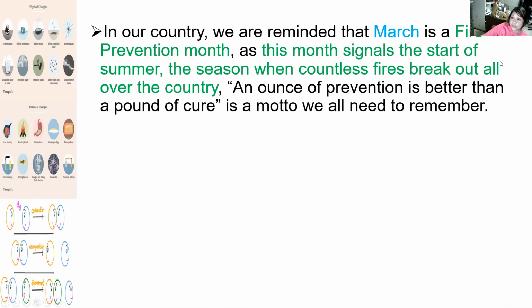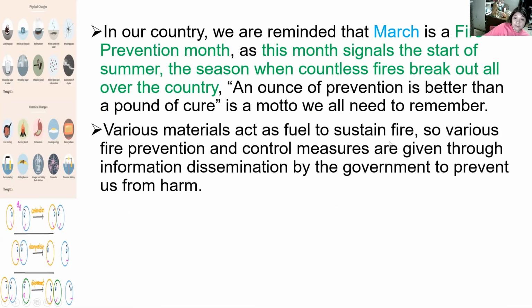In our country, we are reminded that March is Fire Prevention Month, as this month signals the start of summer, the season when countless fires break out all over the country. An ounce of prevention is better than a pound of cure is a motto we all need to remember. Various materials act as fuel to sustain fire, so various fire prevention and control measures are given through information dissemination by the government to prevent us from harm.